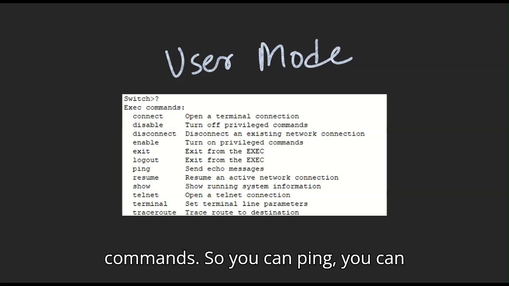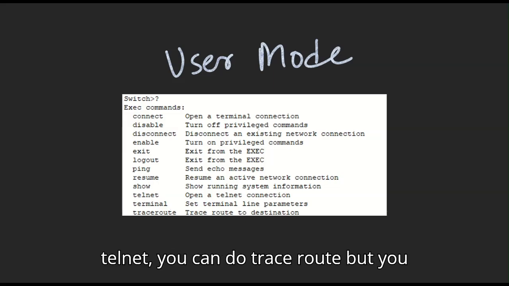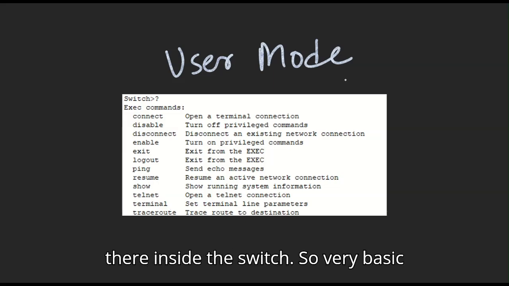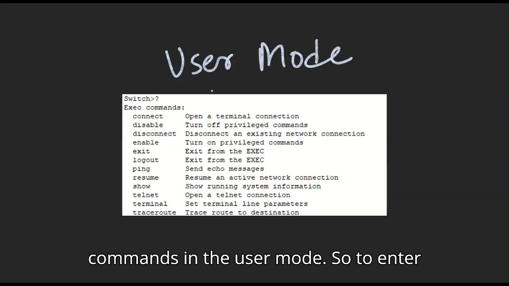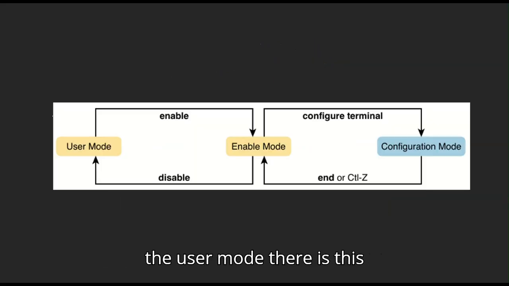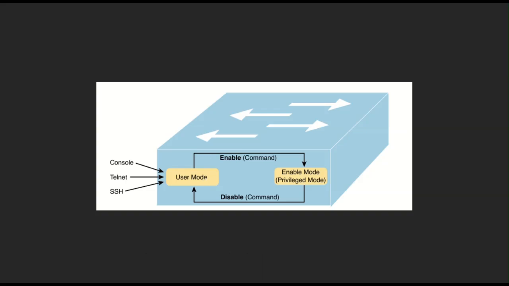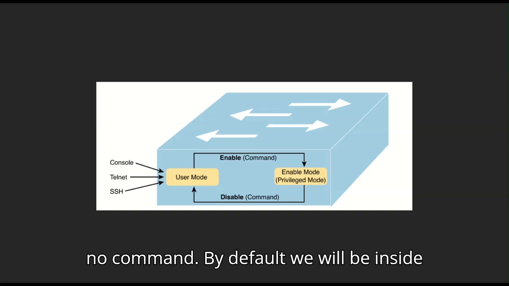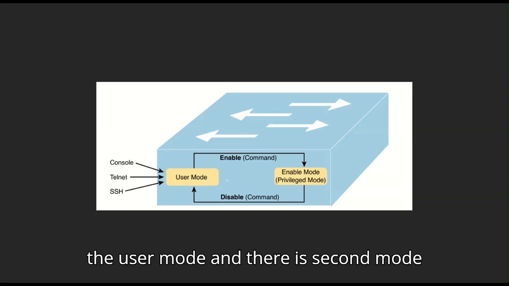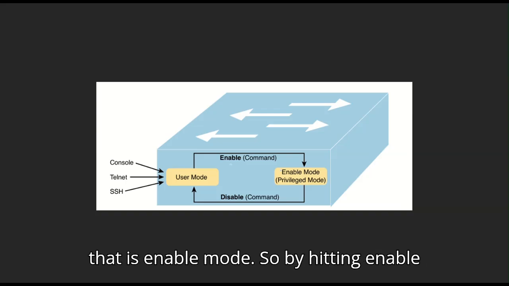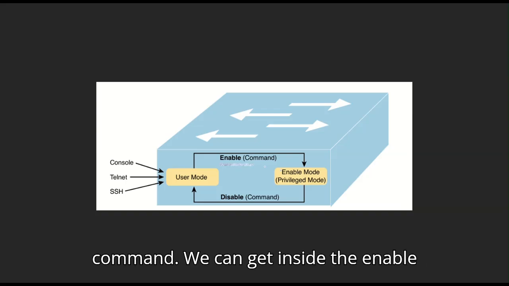So you can ping, you can telnet, you can do traceroute, but you cannot see any configuration that is there inside the switch. So these are very basic commands in the user mode. To enter the user mode, there is no command. By default, we will be inside the user mode, and there is a second mode, that is enable mode. By hitting the enable command, we can get inside the enable mode.